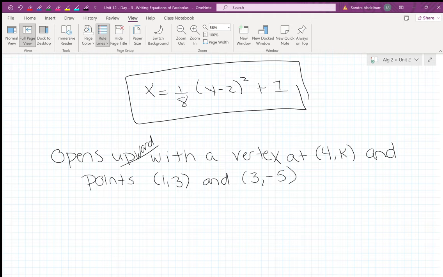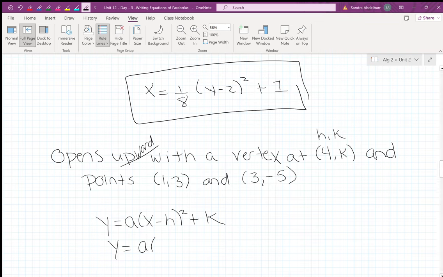First question for you: if it's opening up, what kind of parabola is it? Y equals, not horizontal, vertical. Y equals a times (x minus h) squared plus k. All right, the vertex is (4, k), which means I know h, but I don't know k. So I know y equals a times (x minus 4) squared plus k.